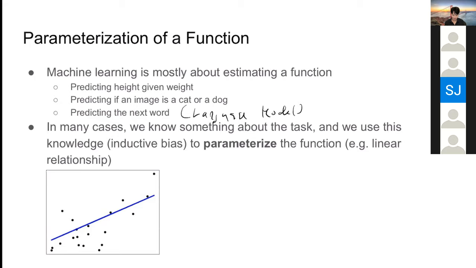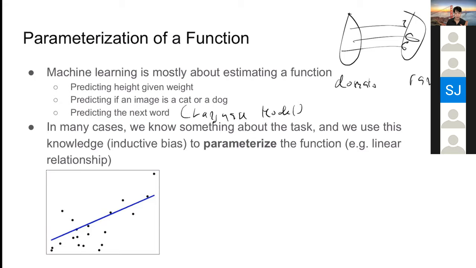Here the word parameterize means that the function is a very arbitrary thing. A function is simply the relationship between the domain and range, right? This is a function. But how you describe this function is exactly what parameterization is for, because you want to describe the function with some parameters and some equations.